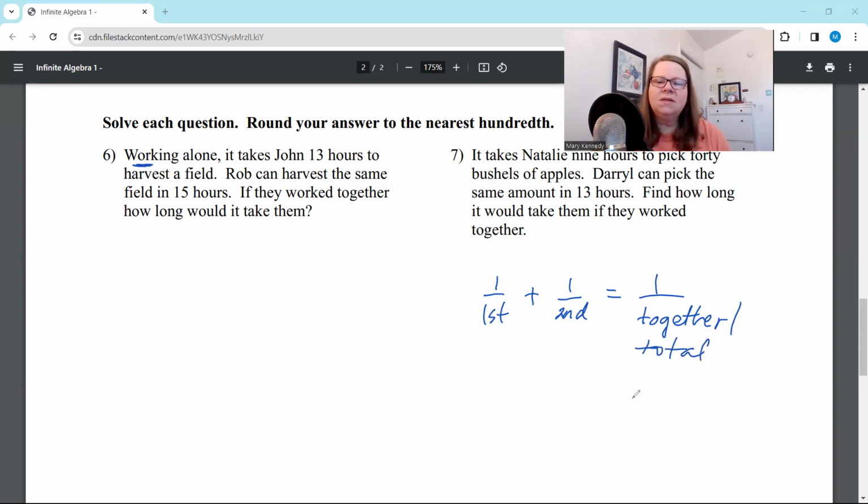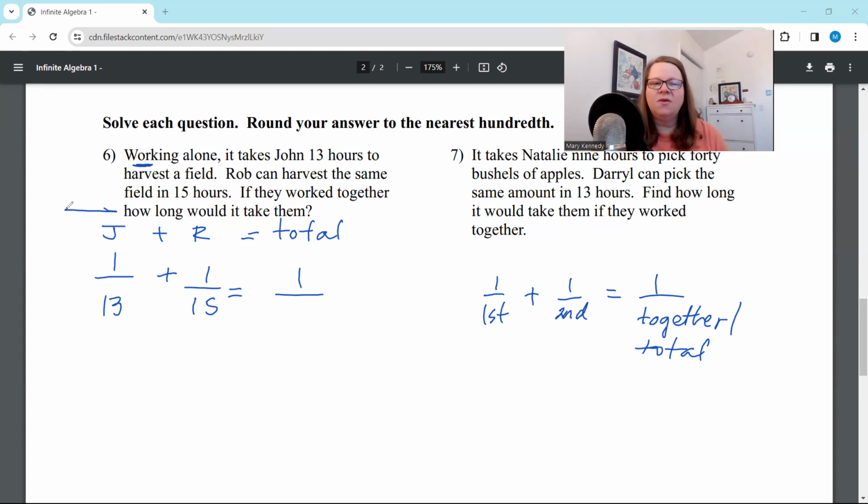So in this case, we have John and Rob who are going to do this job. So we have one out of something for John and Rob, and then the total or together. So John can work 1 out of 13 is what we would write because it takes him 13 hours, and Rob, it takes 15. And the total would be what we're trying to figure out. It says how long would it take them? So that would be X. So that is the total.